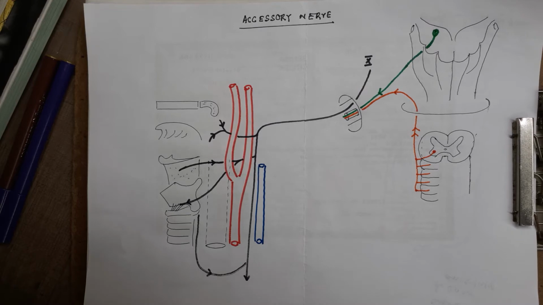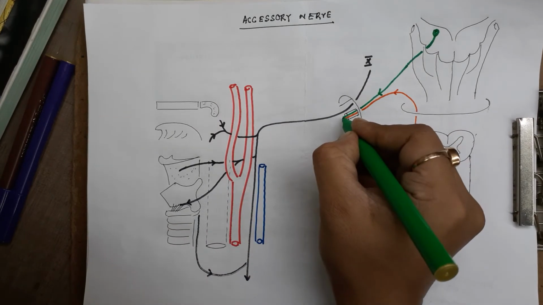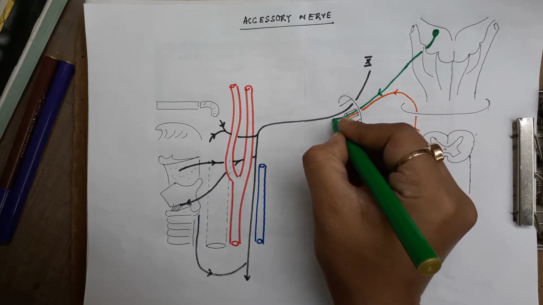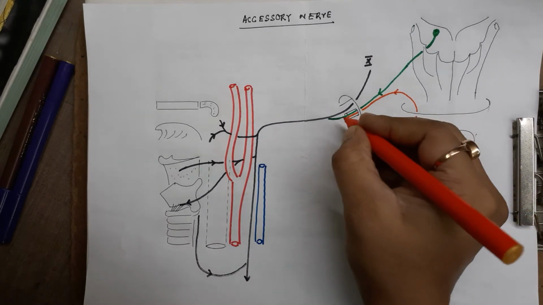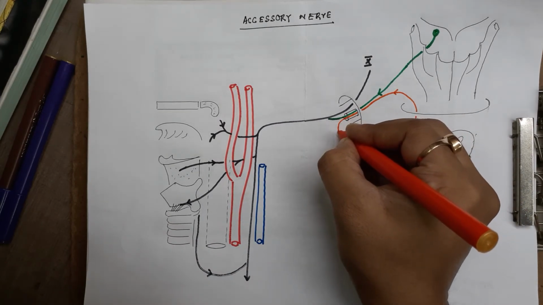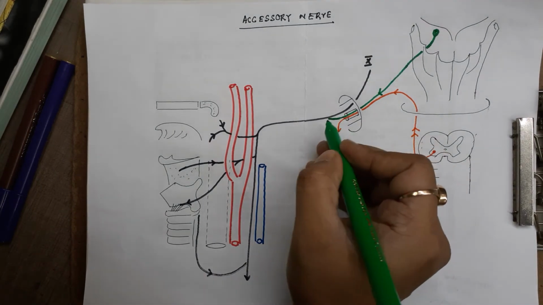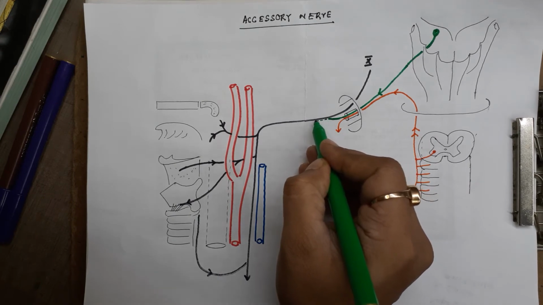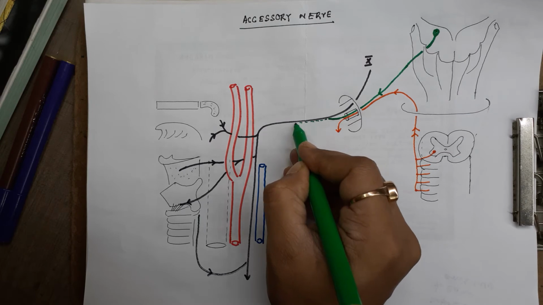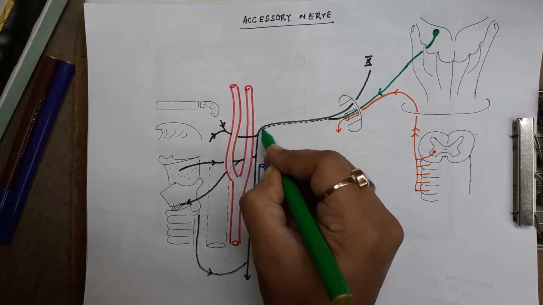Just coming out of the jugular foramen, these 2 components again get separated. The cranial accessory joins with the vagus, and the spinal accessory goes in the opposite direction. See what happens to the fibers of the cranial accessory. The fibers of the cranial accessory are carried by the vagus. It has no independent existence. These are the motor fibers, carried by the vagus.